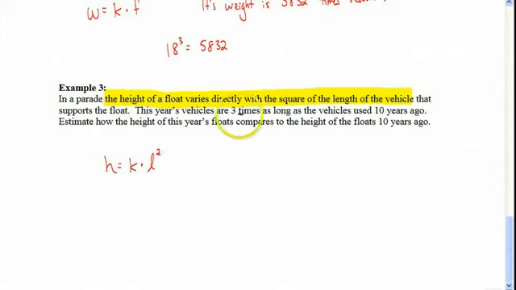So if this year's floats are 3 times as long as they were 10 years ago, we want to figure out how does that affect the height. We would say today's floats are 3 squared, or 9 times taller. Now again, notice how I'm not just saying my answer is 9. You want to make sure that with story problems you always answer it so someone can read your answer and know how it relates to the problem.